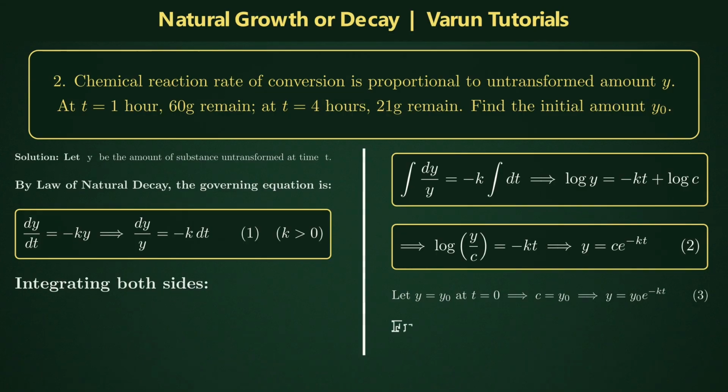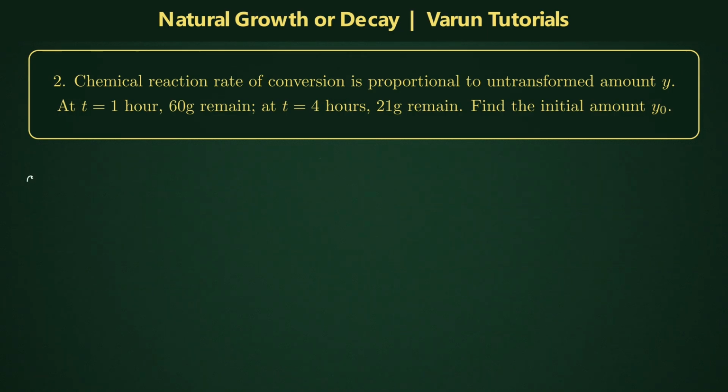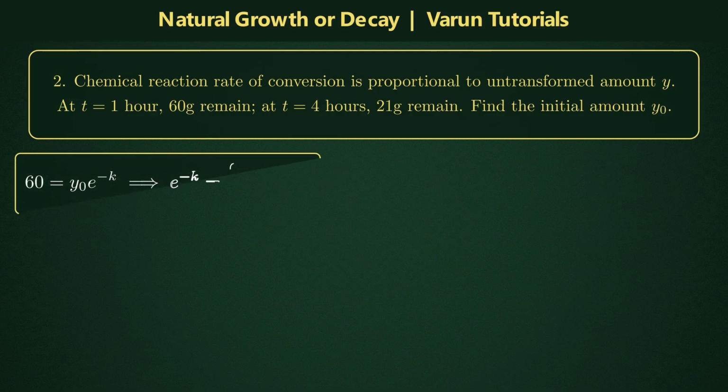We use our first condition. At t equals 1 hour, the remaining amount y is 60 grams. Substituting these values into equation 3, we get 60 equals y0 times e to the power of minus k. Solving for the exponential term gives e to the power of minus k equals 60 over y0. We label this as equation 4.